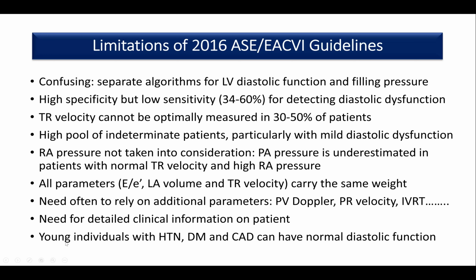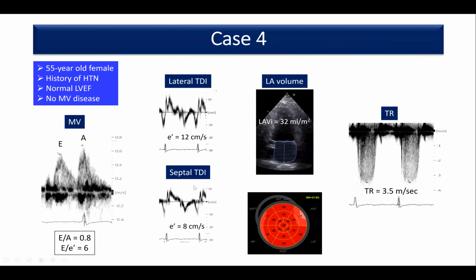It's not true. In fact, we have many young individuals in their 30s, 40s who have hypertension and/or diabetes and/or coronary artery disease, who have normal diastolic function because they're young, even though they have these diseases. So there are so many limitations to these guidelines that they need to be updated. They're good. You need to know them for your exam, but certainly they have major limitations.